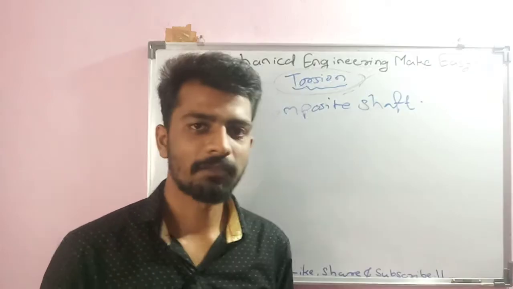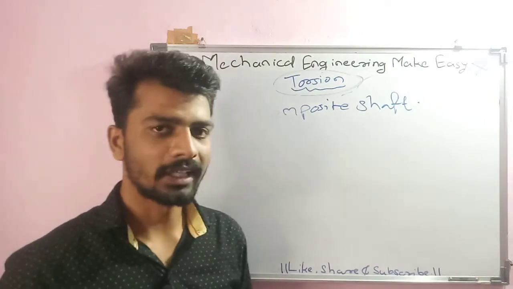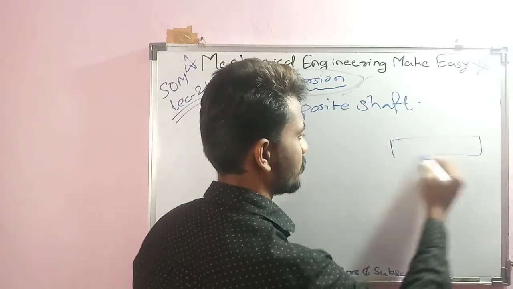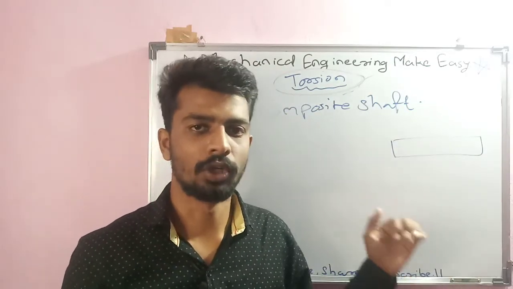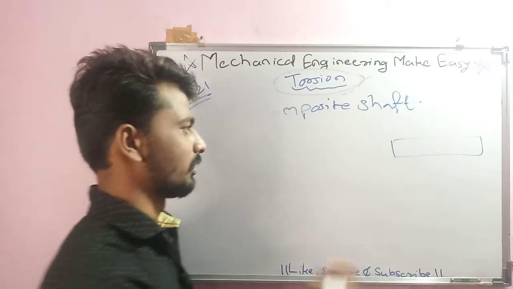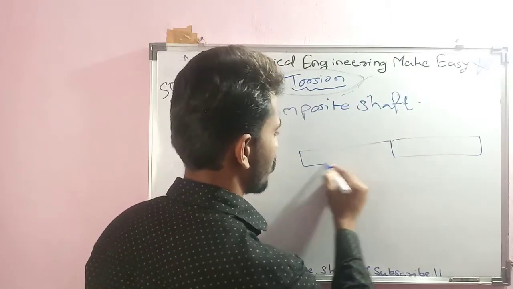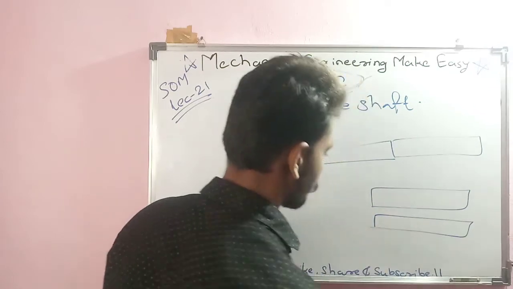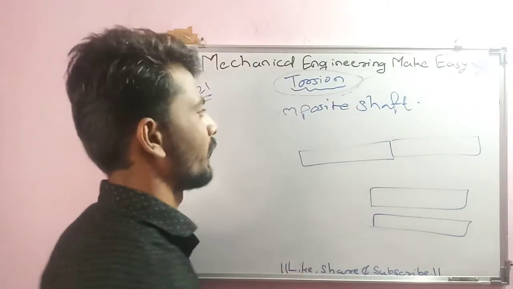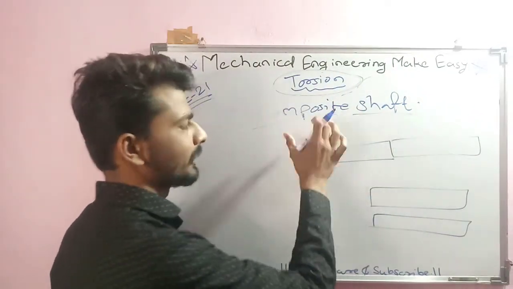Okay, composite shaft means up till now we have studied a single shaft, where we apply torque and that shaft twists. But what if two shafts are connected in series or two shafts are connected in parallel? In that case, what will happen? That we are going to study in composite shaft.